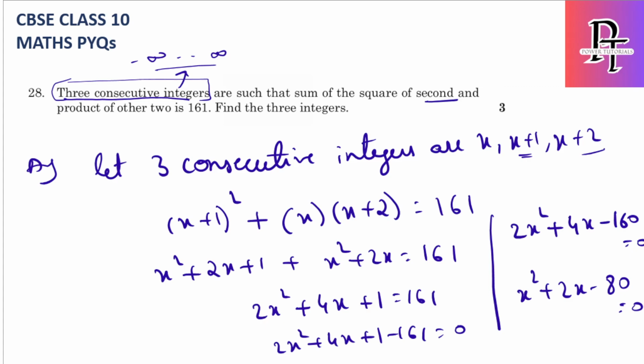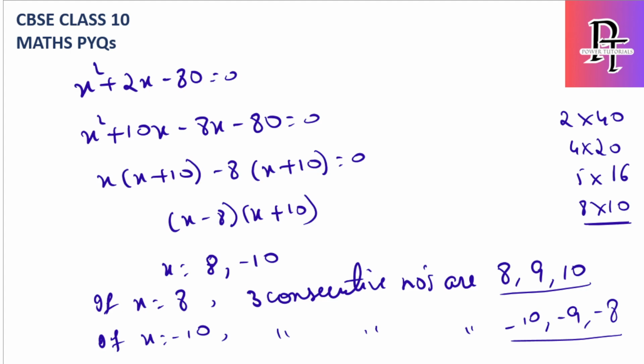Square of second plus product of other two. Let's do it. Square of second is 9 square plus product of other two, 8 into 10, which is 80. So 81 plus 80 is 161. Yes, first answer is correct.